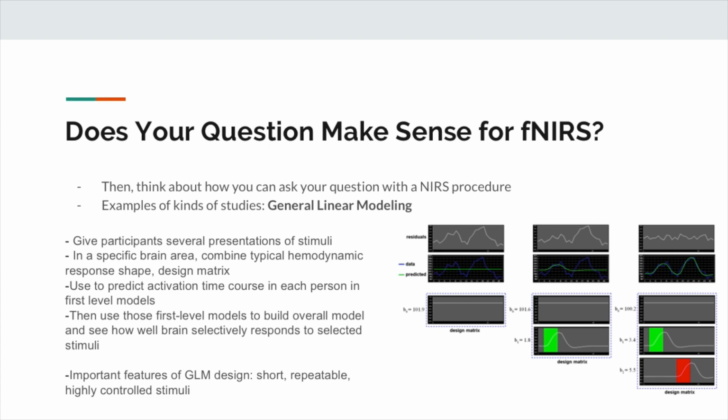So the important features to remember from a GLM design are that you need short, repeatable, and highly controlled stimuli. That makes it very nice to detect brain activation, but it might not be that nice for studying any sort of really rich real-world material.